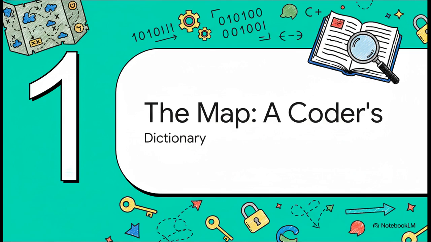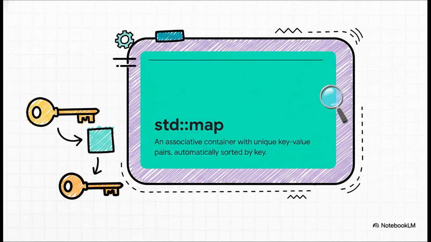So let's properly introduce the solution to our little problem here. We're going to really dig into what a map is, and you'll see why that dictionary analogy is just so perfect. Okay, here's the textbook definition. Now, don't let the fancy words like associative container throw you off. All that really means is that it associates one thing, a key, with another thing, a value. It just creates a direct link, a connection between two pieces of data.